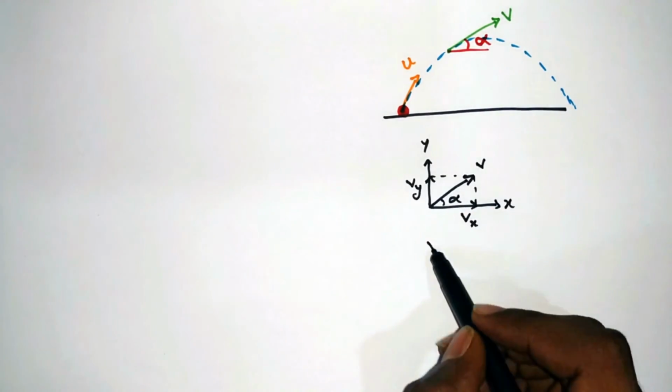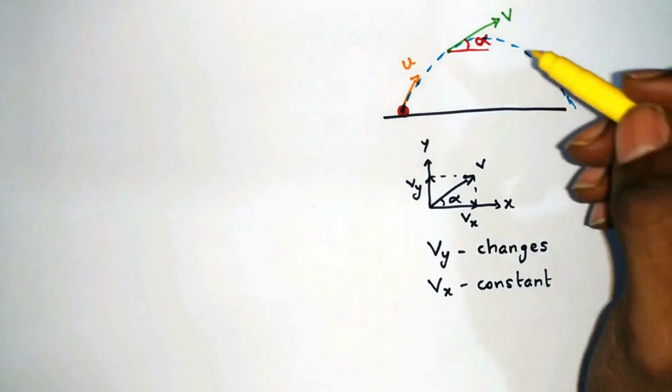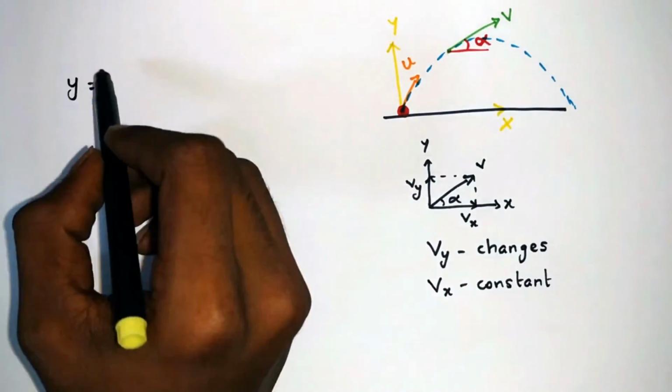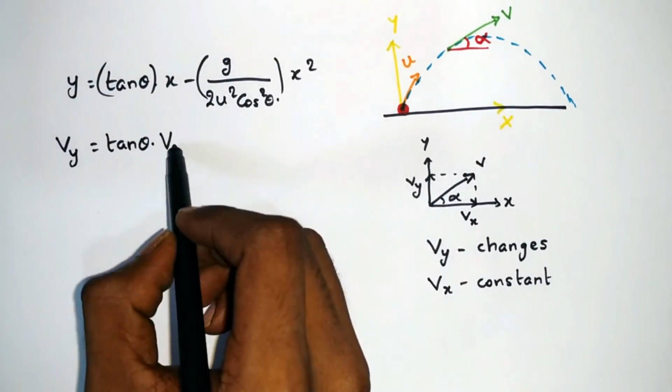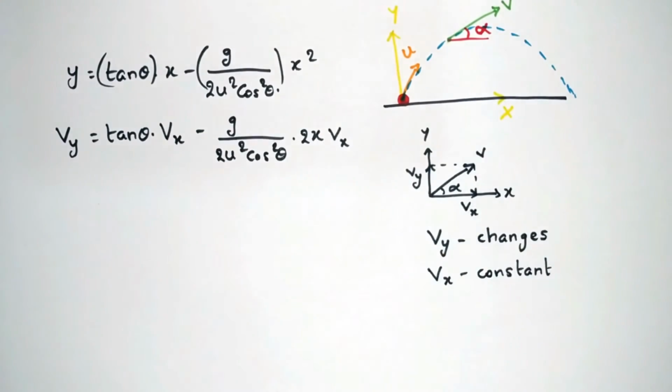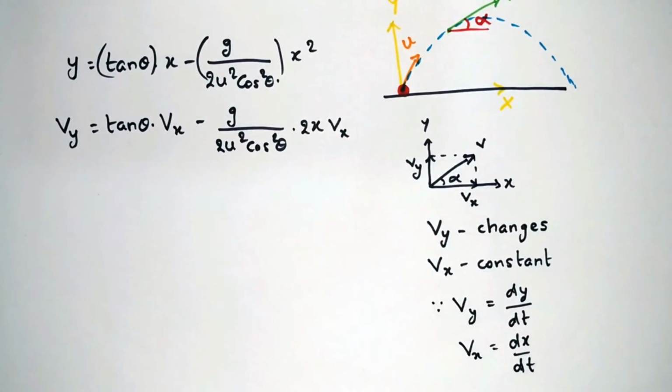As we have seen in the previous video, vy changes with the position of the time during its time of flight, and vx is a constant value which depends on initial velocity and the angle of projection. Now considering the initial position of the ball as the origin and taking x-axis along the ground, we can write its path as follows. Now if we differentiate this equation with respect to the time, we will get the following equation, where vy equal to dy by dt and vx equal to dx by dt.